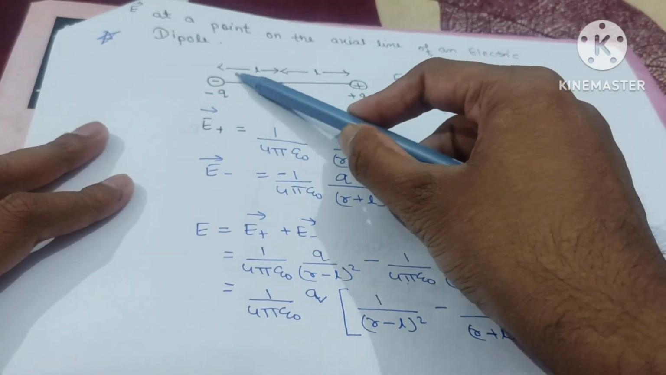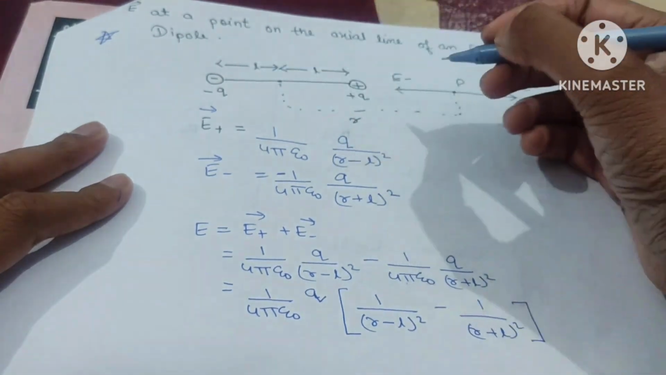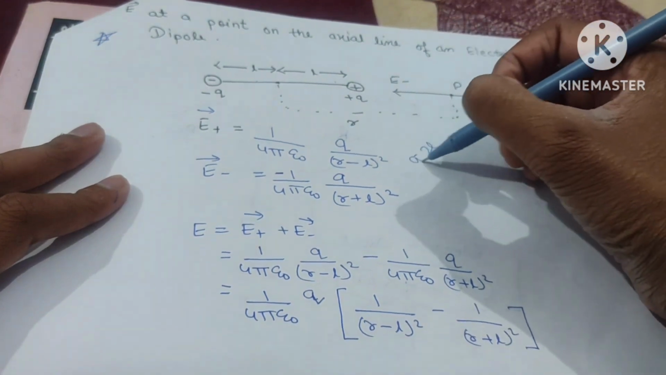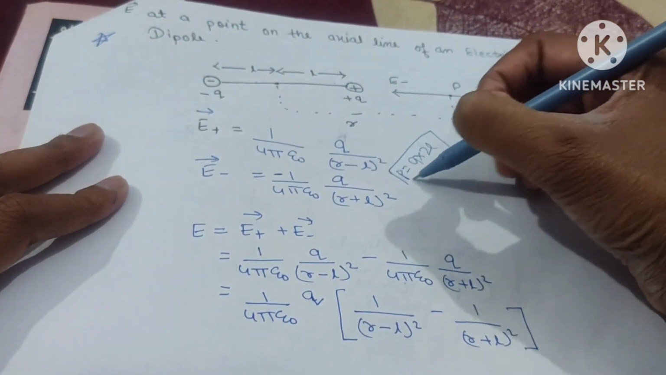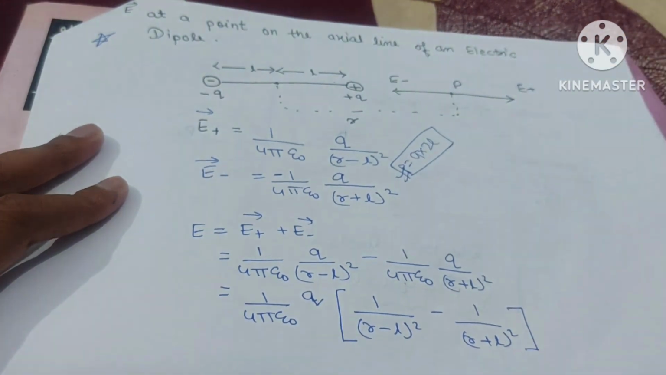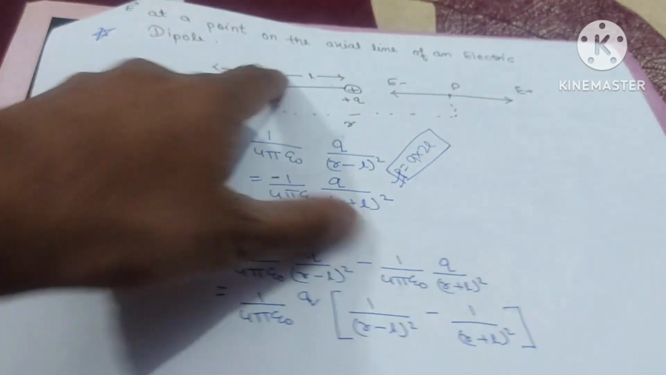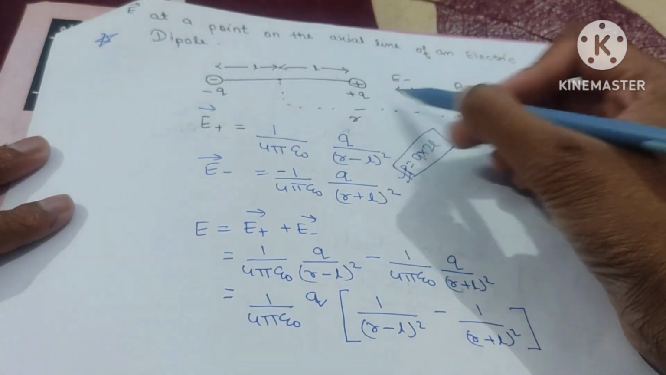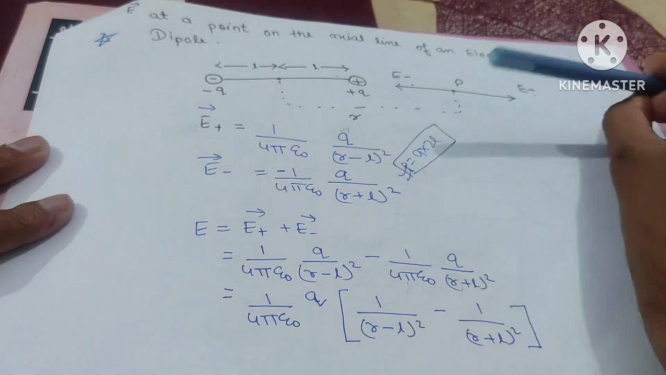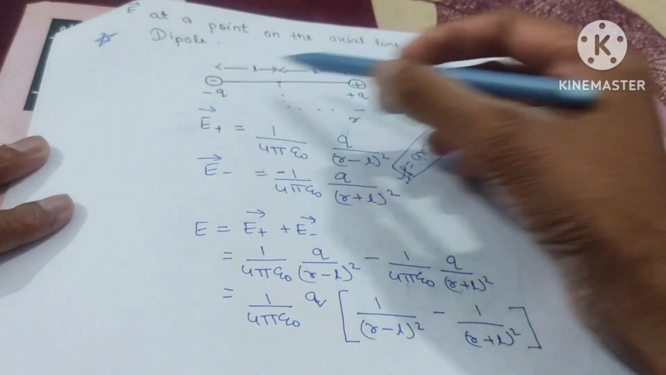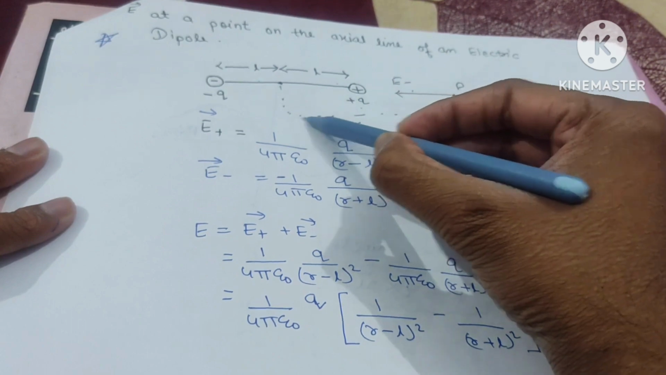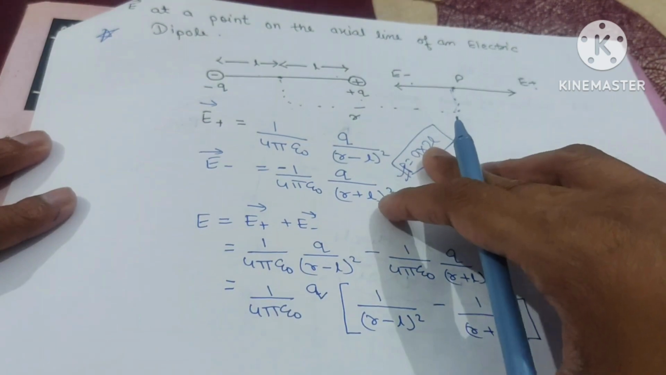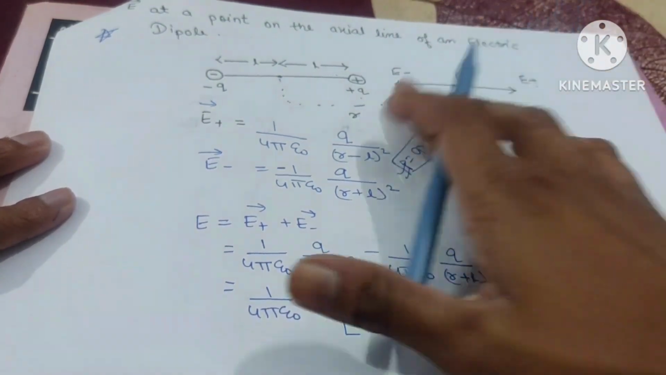So, for the axial line of an electric dipole, we divide 2l into l and l, because we know the dipole formula is 2l q cross p. Here the length is 2l, that's why we divide it into l and l. Here is E plus and E minus, E minus in the negative x-axis and E plus in the positive axis. Here is a point P, with minus Q and plus Q, and the distance from the midpoint of the dipole to the point is r.